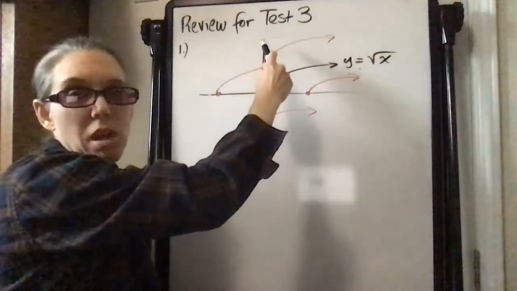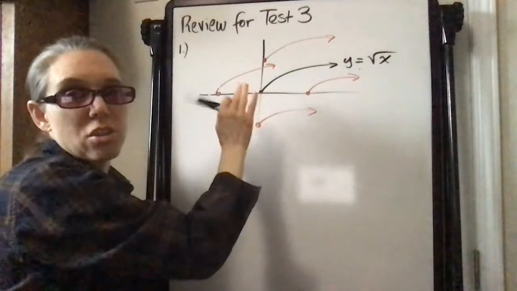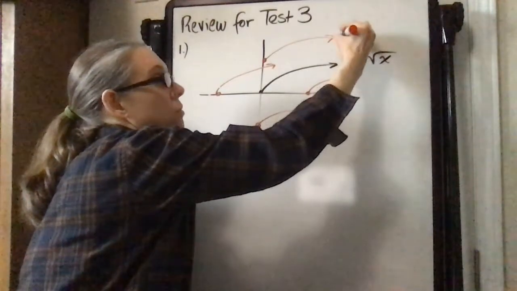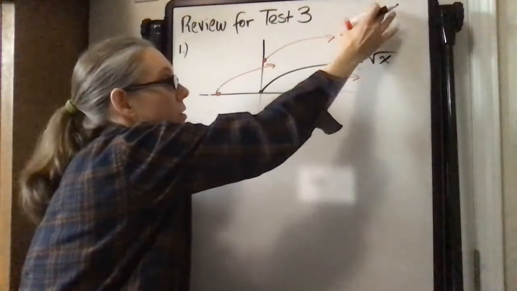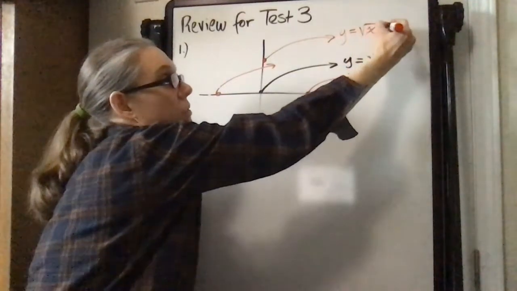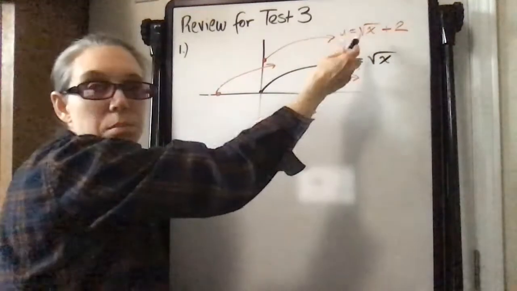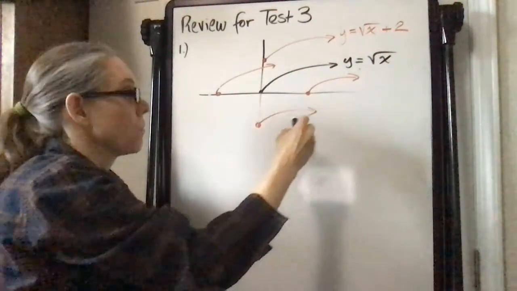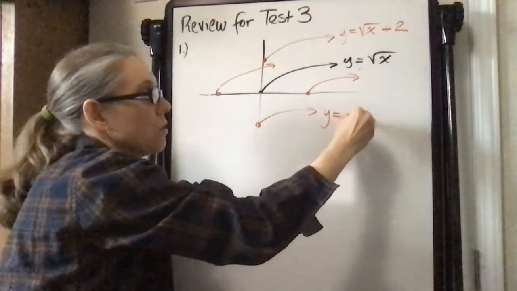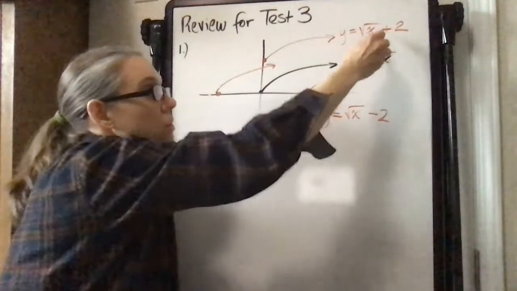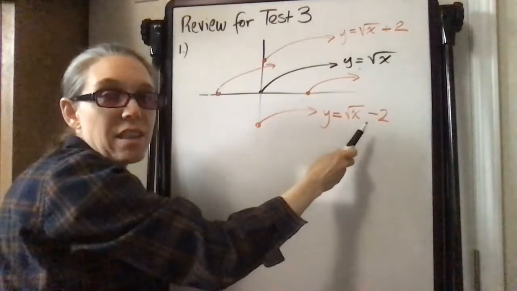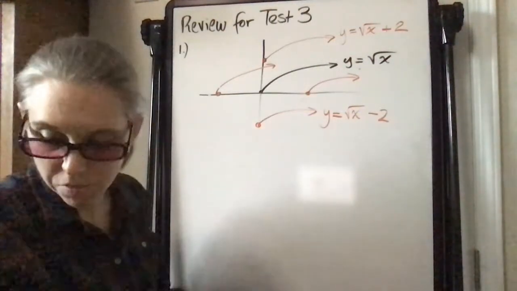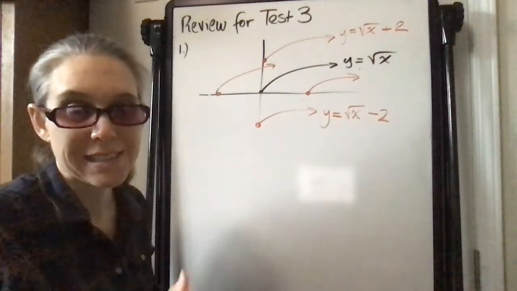The one up top here is going to be a shift up. Because I'm shifting up, I'm going to take my original function and shift it up 2. So that's +2. The one below is shifting down 2. So this one is y equals the square root of x minus 2. Notice that the +2 and the -2 are outside the function, because with vertical shifts, you go outside the function.